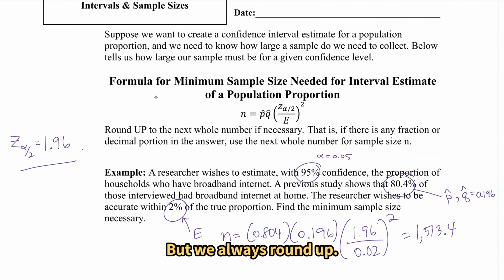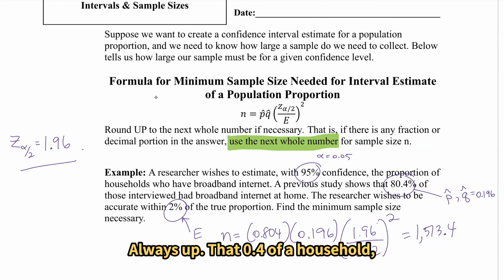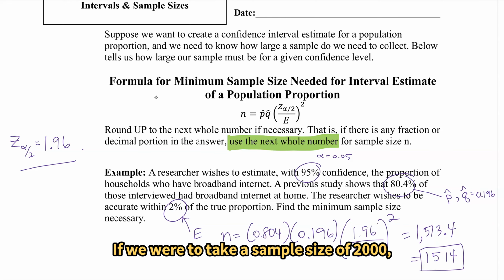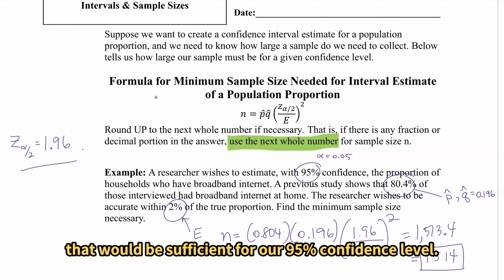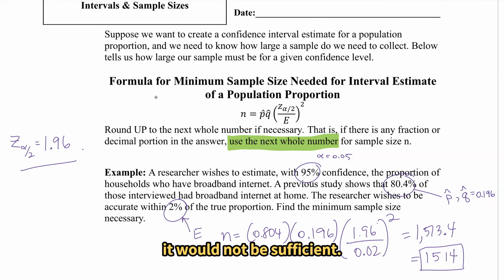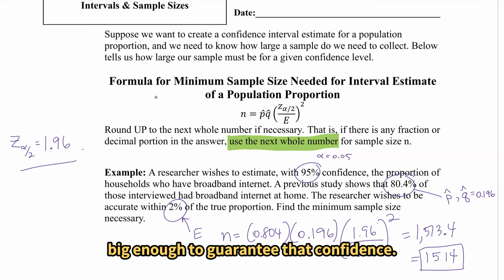But we always round up. Always up. That 0.4 of a household, we want to make sure gets covered. So we have to round up to the next whole number. If we were to take a sample size of 2,000, that would be sufficient for our 95% confidence level. But if we were to take a sample size of 1,000, it would not be sufficient. We don't have a sample size big enough to guarantee that confidence.